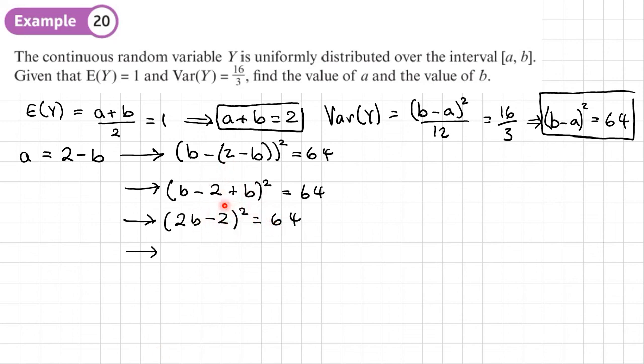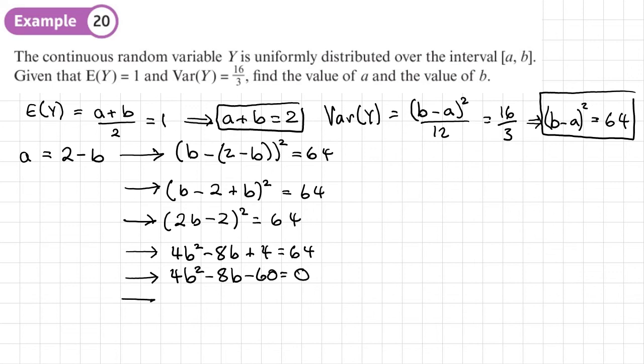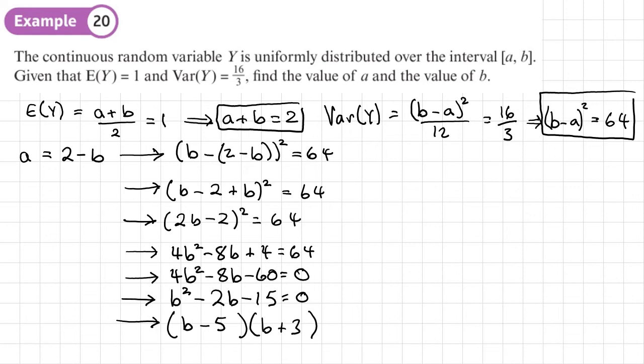As I said, there are various ways of solving this. So that will give us this. We'll take away 64 from both sides to give us a quadratic all on one side, so we get minus 60 here. Then we'll divide both sides by 4, so we'll get b squared minus 2b minus 15 equals 0. And we can factorise that to give us, let's see, b minus 5 and b plus 3 equals 0. So the two values of b we're going to get are b equals 5 or b equals negative 3.